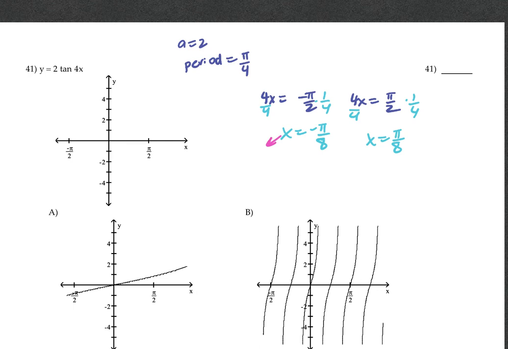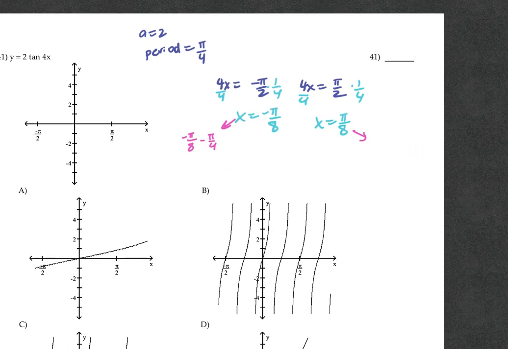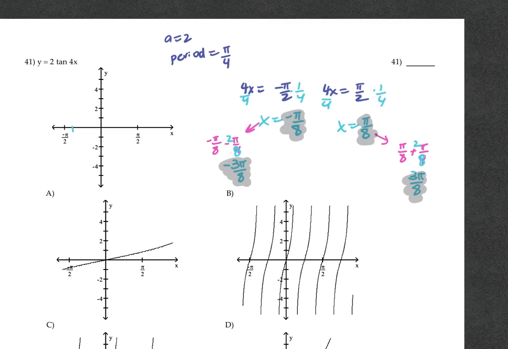From the one on the left, I'm going to subtract pi over 4. To the one on the right, I'm going to add pi over 4. So this becomes negative 3 pi over 8, and this becomes positive 3 pi over 8, which means my four asymptotes are negative 3 pi over 8, negative pi over 8, positive pi over 8, and 3 pi over 8. That's where your asymptotes would go.